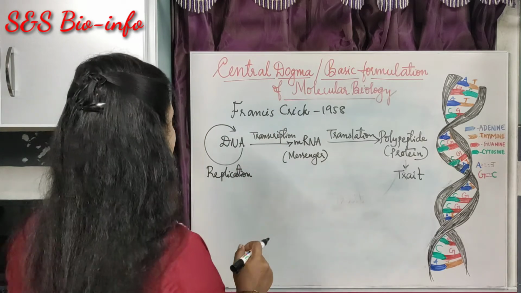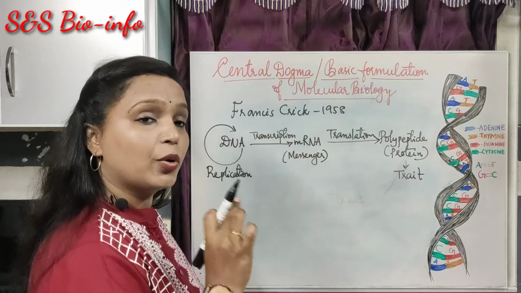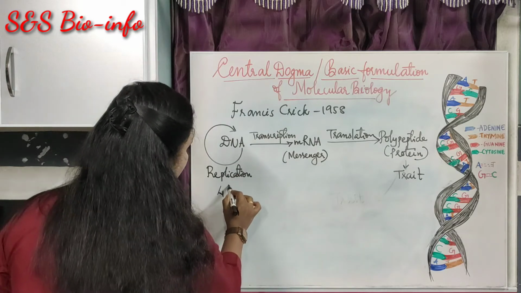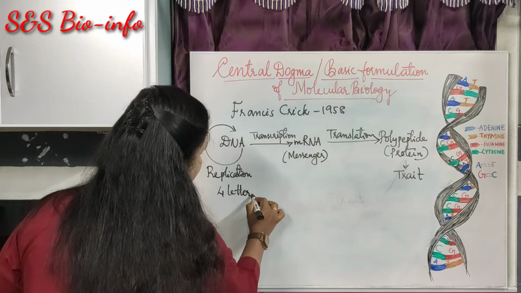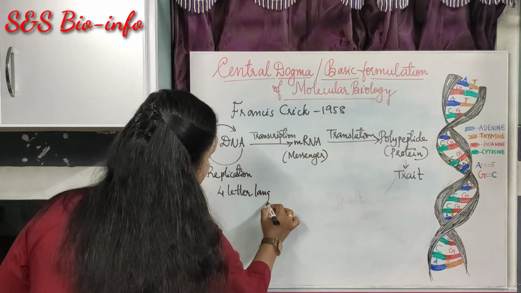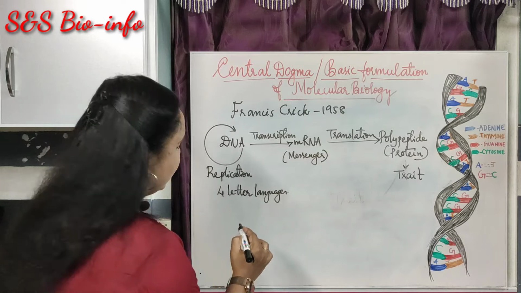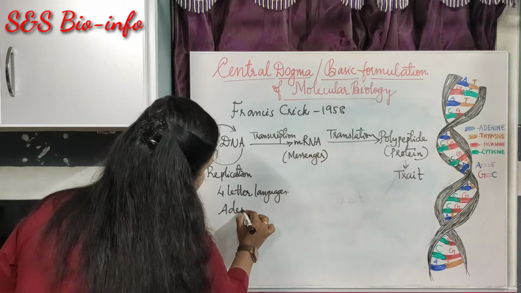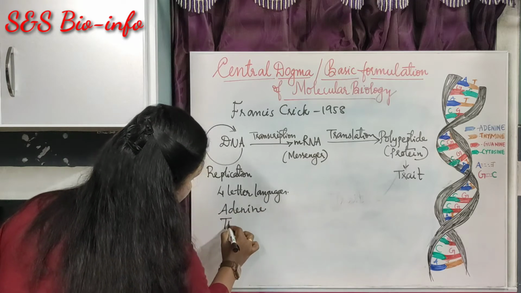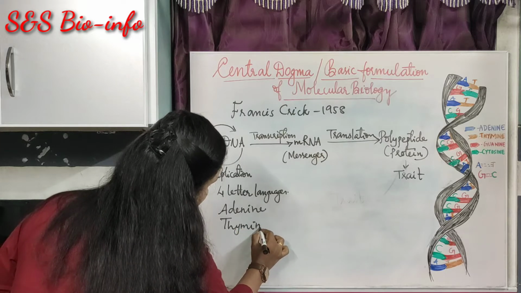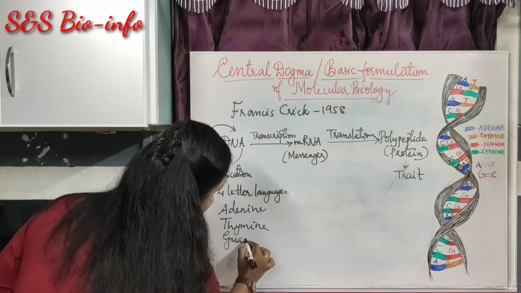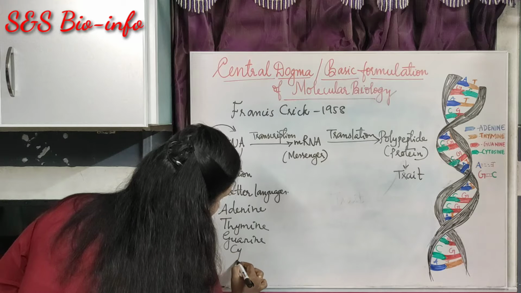In the DNA, the information is stored in the form of a 4-letter language. 4-letter language here means the nitrogen bases. They are adenine, thymine, guanine and cytosine.